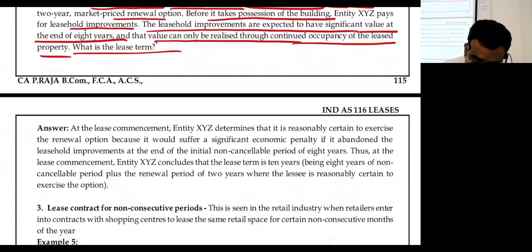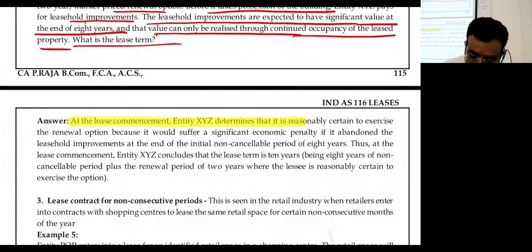At the lease commencement, entity XYZ determines that reasonably certain to exercise the renewal option because it would suffer a significant economic penalty if it abandoned the leasehold improvement at the end of initial non-cancelable period of 8 years. Yes or no? Thus at the lease commencement, entity XYZ Limited conclude the lease term is 10 years.